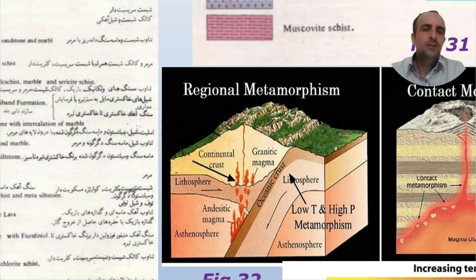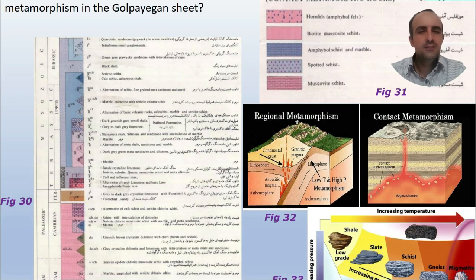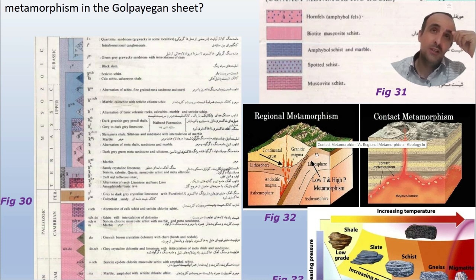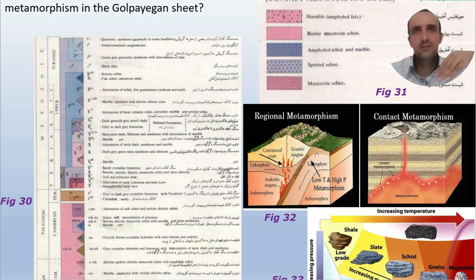As you can see, we have two main types of metamorphism. First one is regional metamorphism, and the second one is contact metamorphism. Regional metamorphism is a type of metamorphism that occurred mainly in compressional and maybe orogeny or collision zones, where the pressure is very high and temperature is somehow low or not very high. As you can see in this picture, in this area where we have low temperature and high pressure, the regional metamorphism occurred.